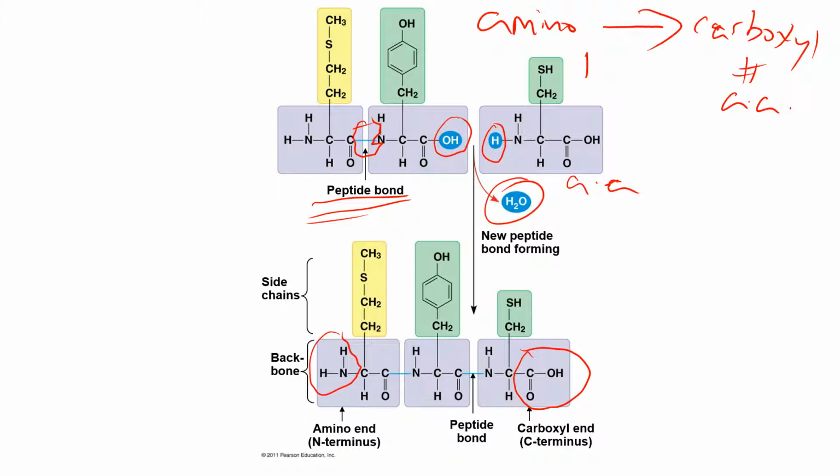Notice that the backbone of your protein is basically the framework, the skeleton that every single amino acid has. The side chains are what vary. Your side chains can be polar, nonpolar, and charged.